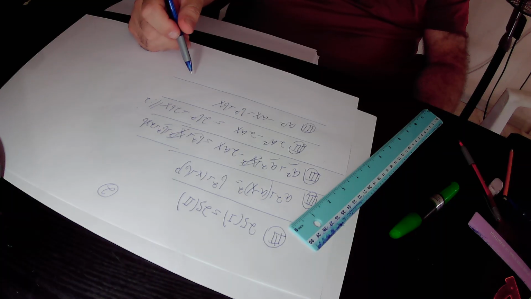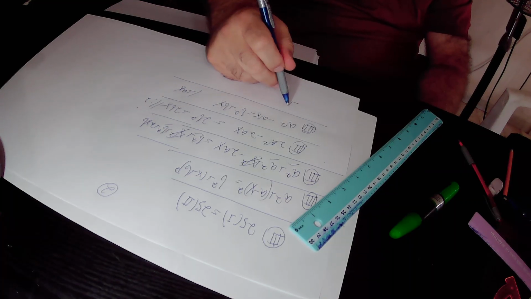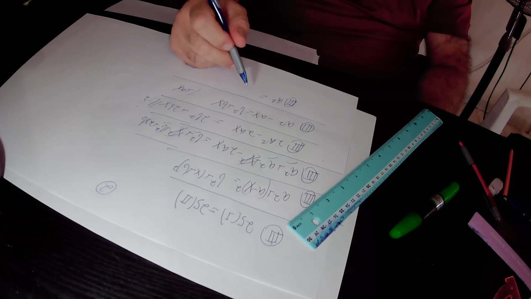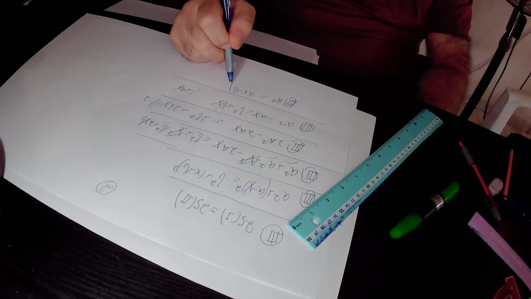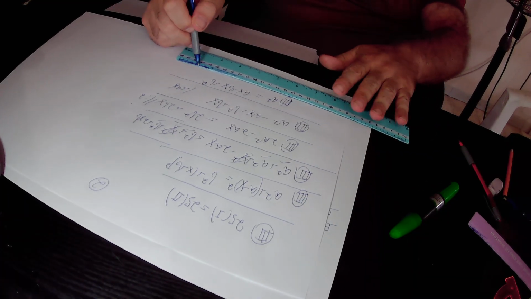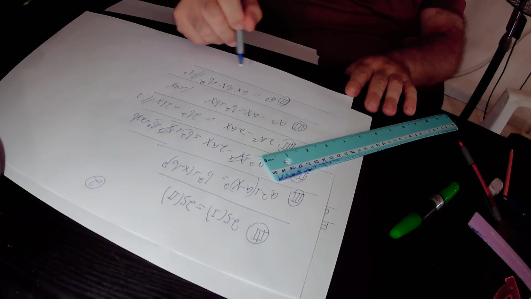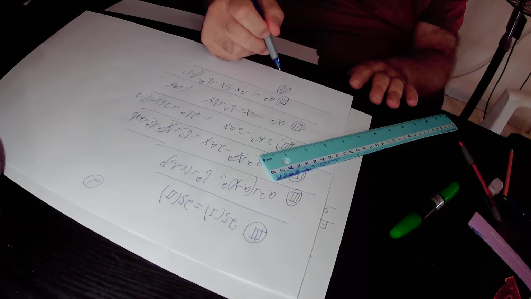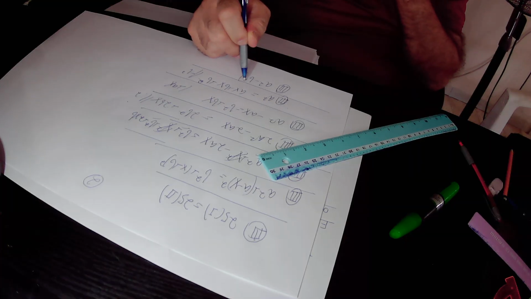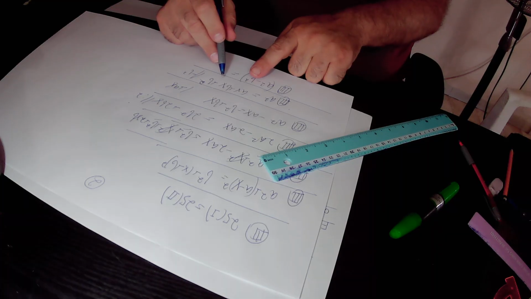Here we add ax to this equation, equation 3, and finally get that according to equation 3, a squared equals ax plus bx plus b squared. So here we subtract b squared from this equation 3. We get that according to equation 3, a squared minus b squared equals, here we have ax plus bx.